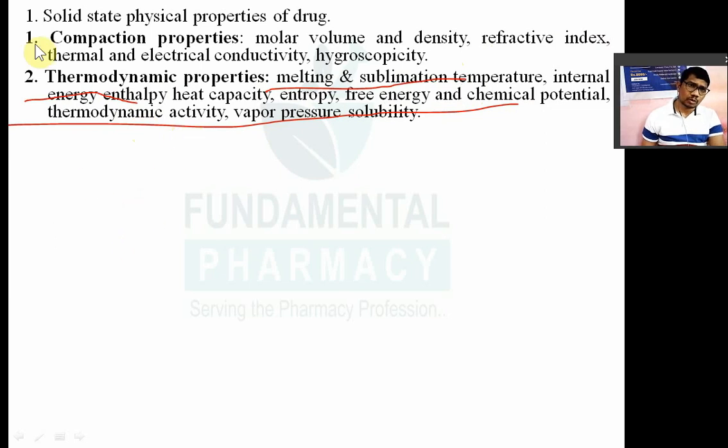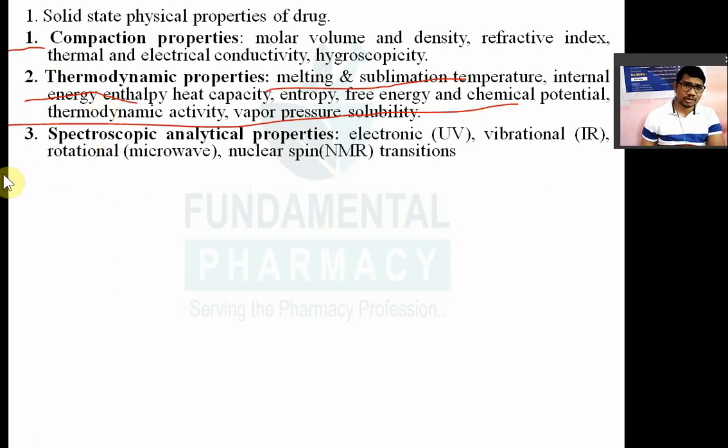तो compaction properties में क्या है? मोलर वॉल्यूम, डेंसिटी, रिफ्रैक्टिव इंडेक्स, थर्मल एंड इलेक्ट्रिकल कंडक्टिविटी, हाइग्रोस्कोपिसिटी। सोलिबिलिटी किसमें आता है? थर्मोडायनेमिक में। Understand, you have to understand. So free energy, solubility, vapor pressure, and melting, sublimation, enthalpy, that comes under the thermodynamic properties of solid state properties.